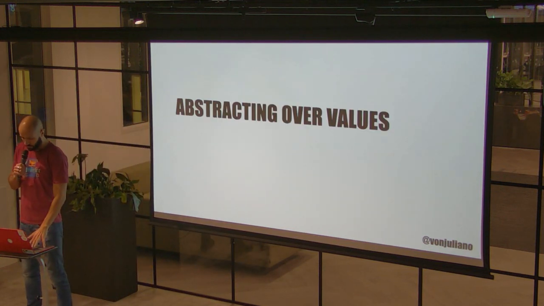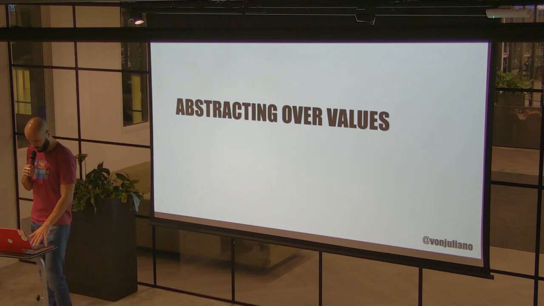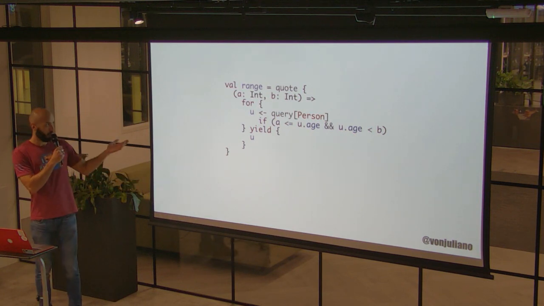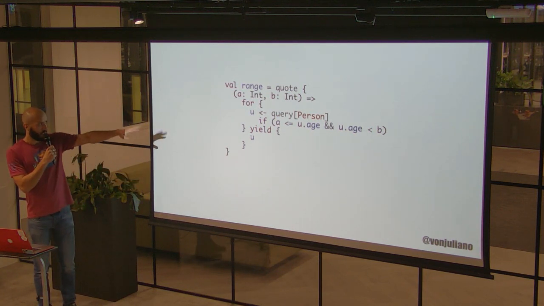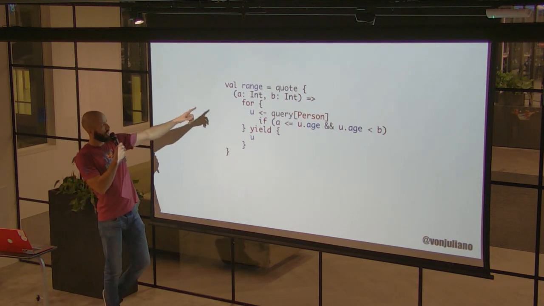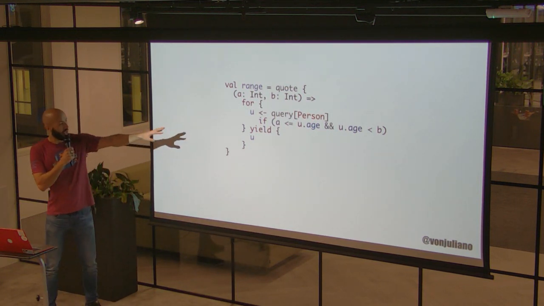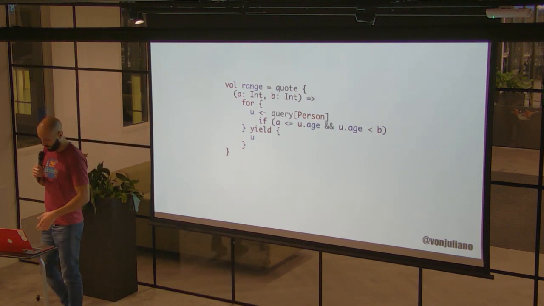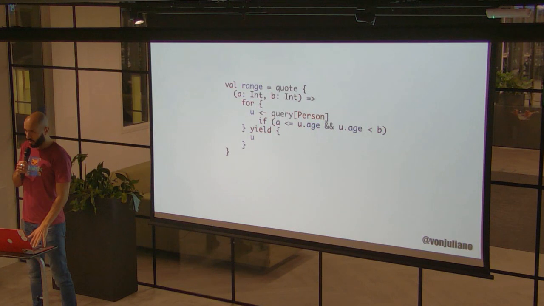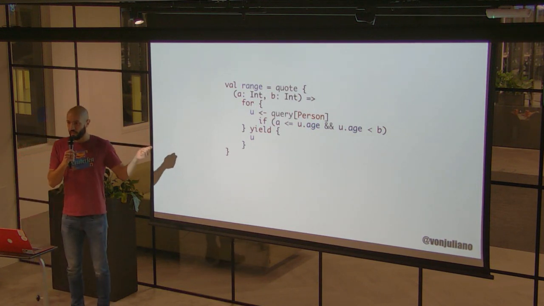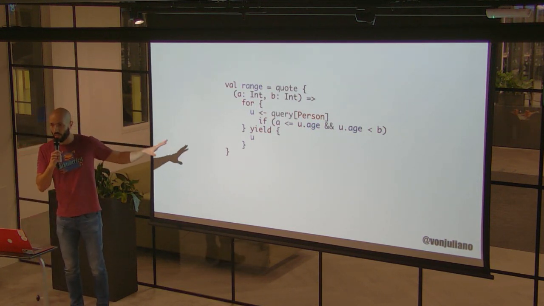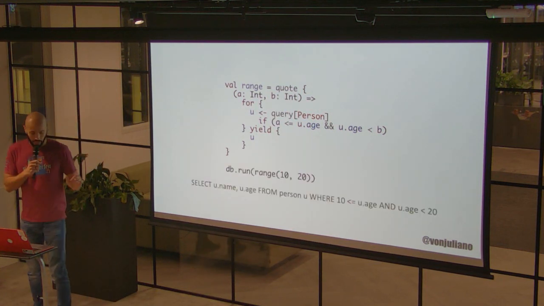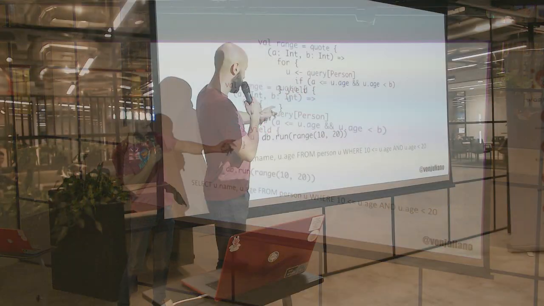To make it a bit simpler, a simpler example, we can abstract over values. So let's say that we have this simple function here. Then again, just quoting that simple thing over there. I receive A and B, and then I build on top of person with a simple condition. It's important to say that at this moment there's nothing here. It's just in memory. We'll generate that at compile time when you try to execute that. So at this moment, this will become this.